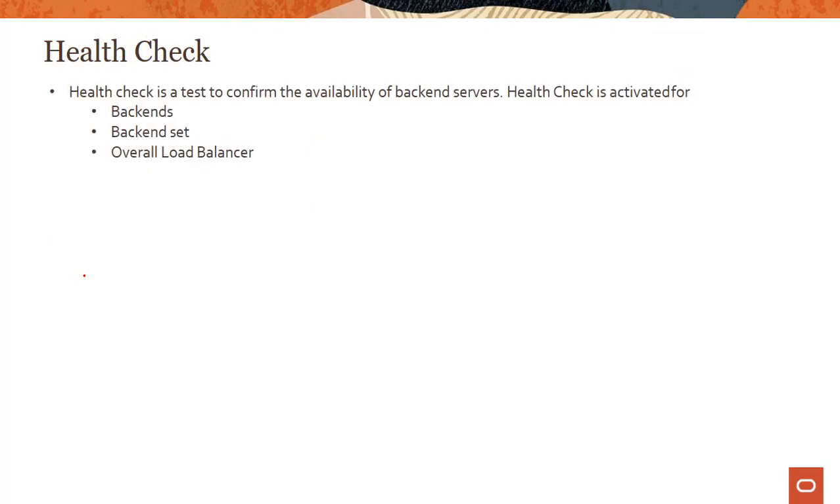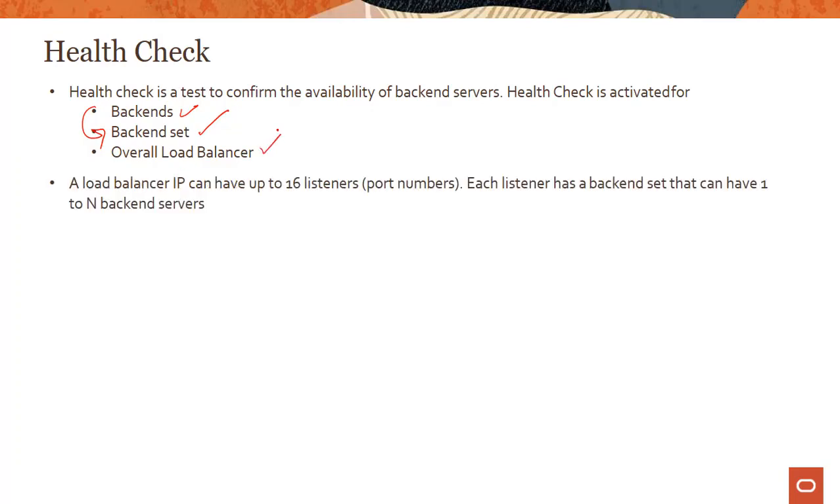The final thing is health check. Health check is a test to confirm the availability of backend servers. Health check is available at multiple levels. So first, it's available for the backends. The backends make the backend set, so there is a health check for that, and then there is a health check for the overall load balancer. So what does it look like?